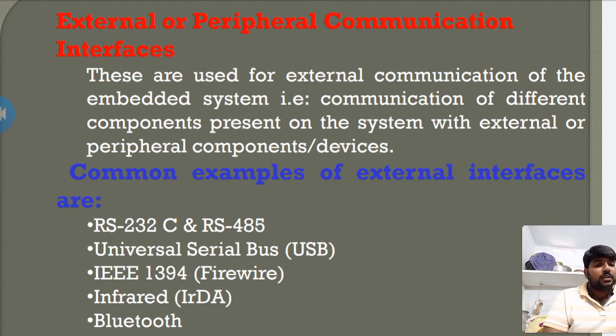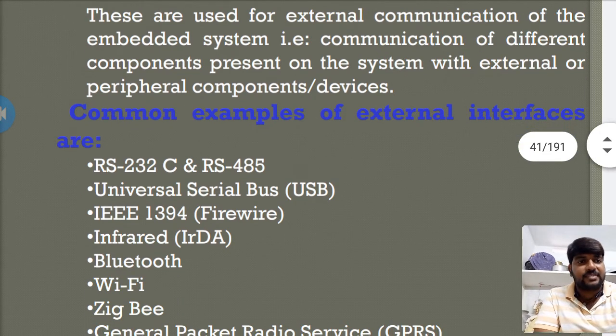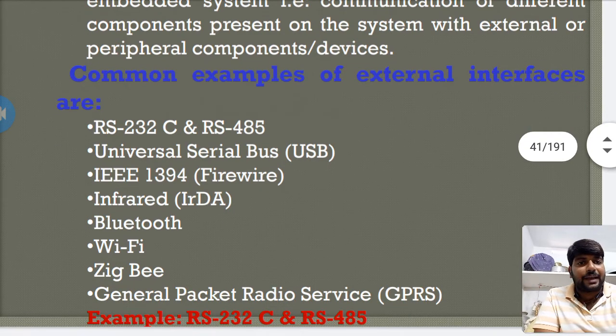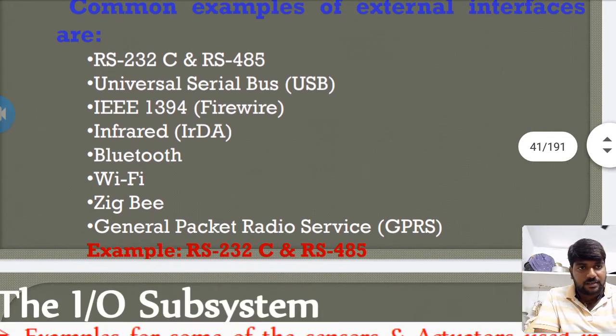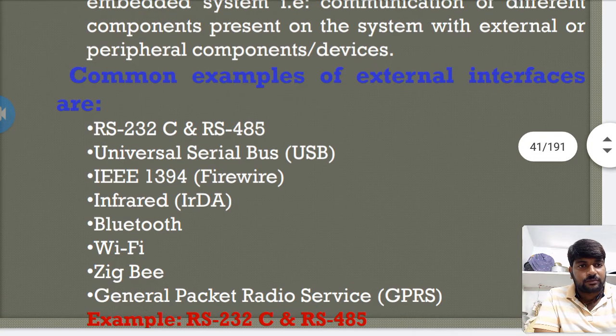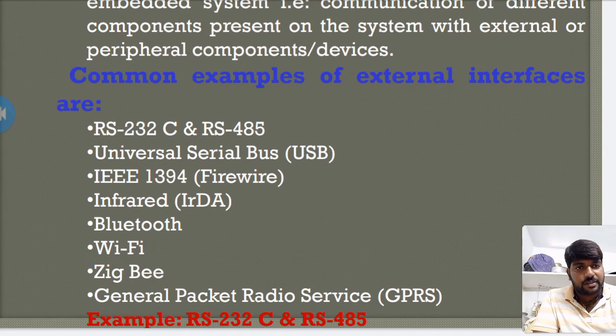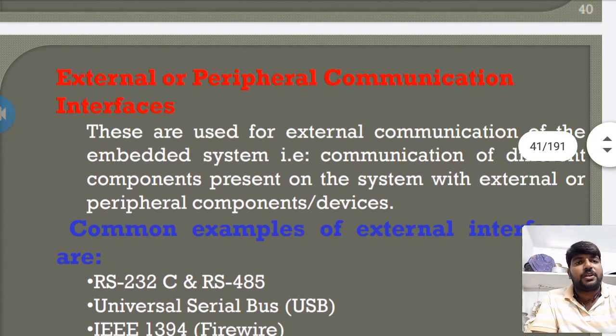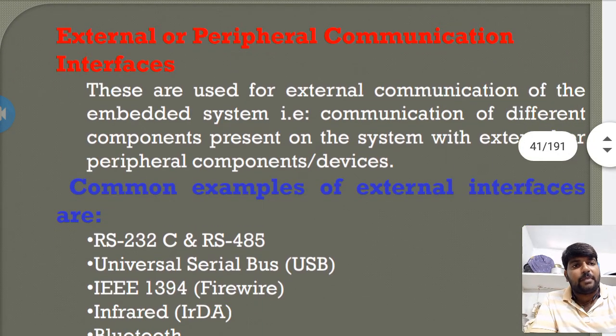RS-232, Universal Serial Bus USB, IEEE 1394 FireWire, the infrared IrDA, Bluetooth communications, Wi-Fi, Zigbee, and General Packet Radio Services, GPRS communications. These are the external communications we are using in embedded system designing.